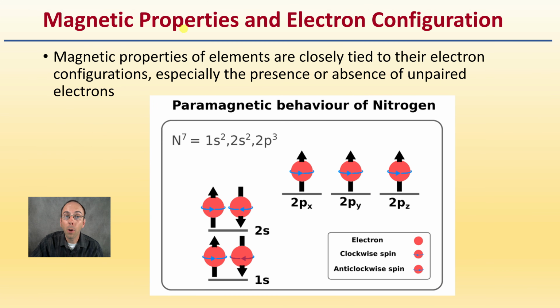Magnetic properties of elements are closely tied to their electron configurations. This is especially important in the presence or absence of unpaired electrons. So knowing your electron configurations and understanding your orbital notations can be important for predicting magnetic properties of elements.